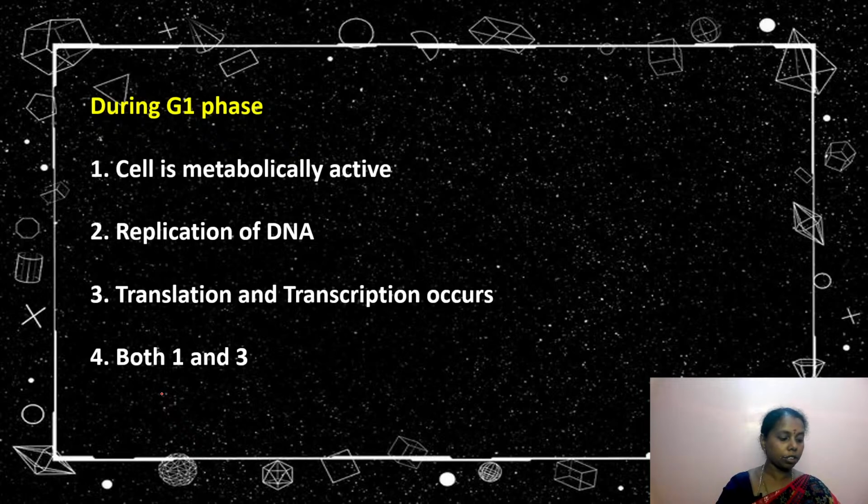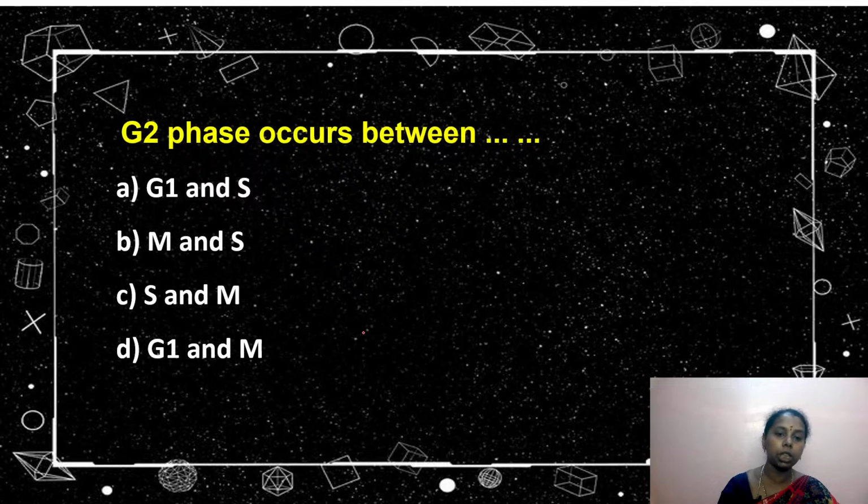Yes, Vaishnavi answered, Jeevan answered, Kalpana answered. Yes, it is not replication of DNA. Just now we discussed it happens during S phase, so this is not the answer. Of course, the cell is metabolically active. Translation, protein synthesis, and transcription, RNA synthesis, both happen in G1 phase. So 4 is the very correct answer, children. Excellent answer again, Vaishnavi, Jeevan, Kalpana, Lakshita, Tarunika and Arvind Shah. Let us proceed to the next question.